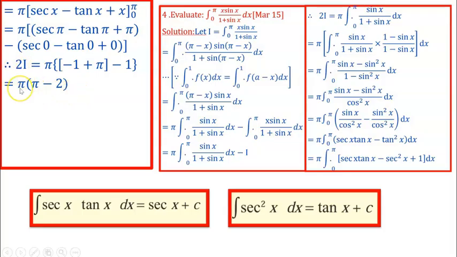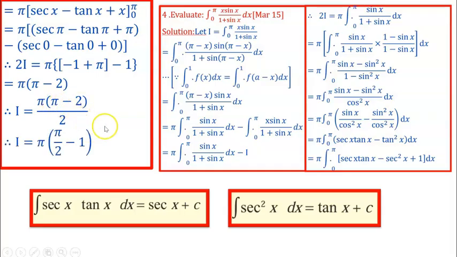That is, 2I is equal to pi in bracket pi minus 2. Okay, and hence I is equal to pi in bracket pi minus 2 upon 2, and this is the answer. If you divide this by pi and 2, then you will get pi by 2 minus 1.